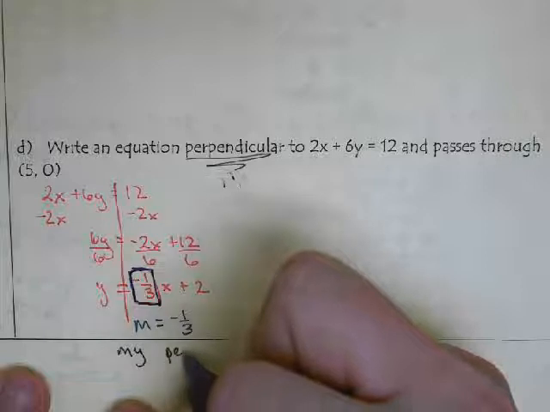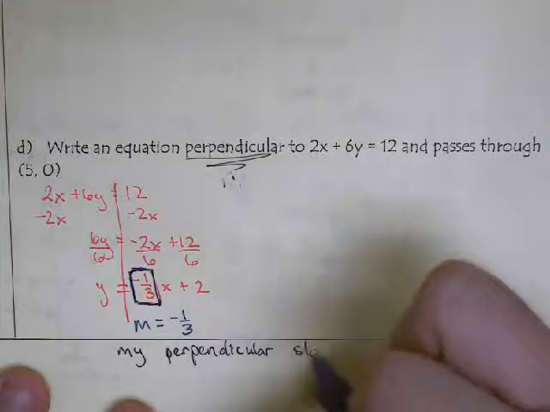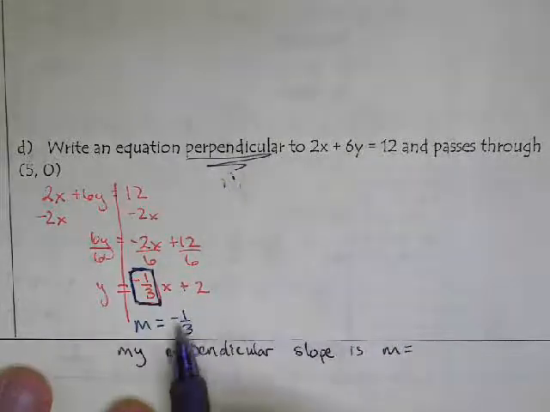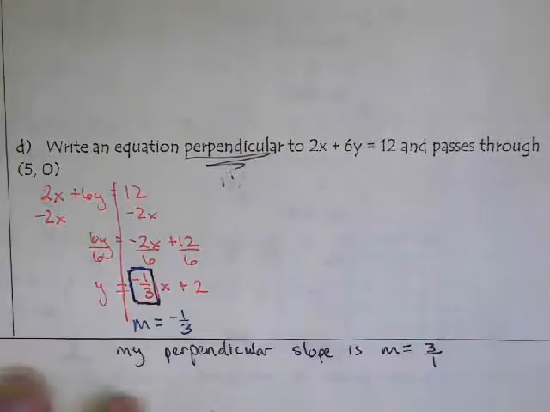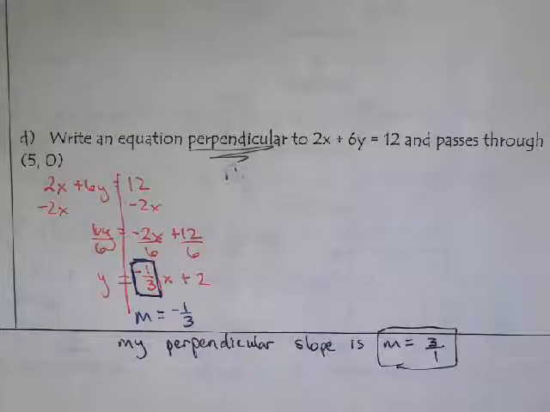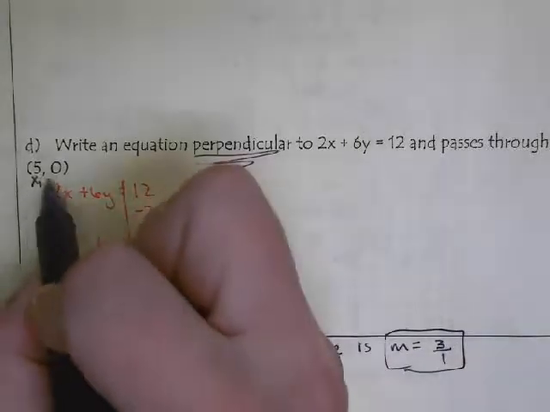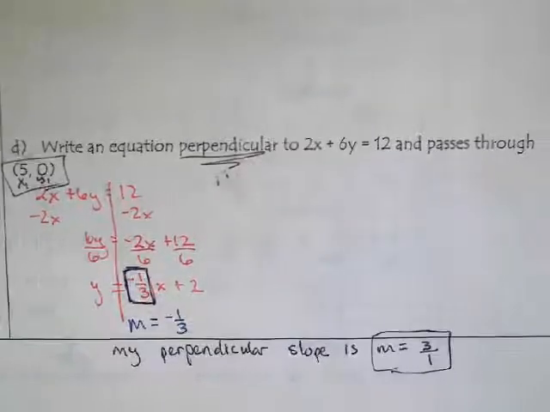My perpendicular slope is m equals the opposite. So the opposite of a negative will be positive, and flipped, 3 over 1. So positive 3 over 1. Okay, so we have our slope that we're going to use to build our equation, and we have our point up here, which is our x1, y1 right here. Now we just plug into our equation.